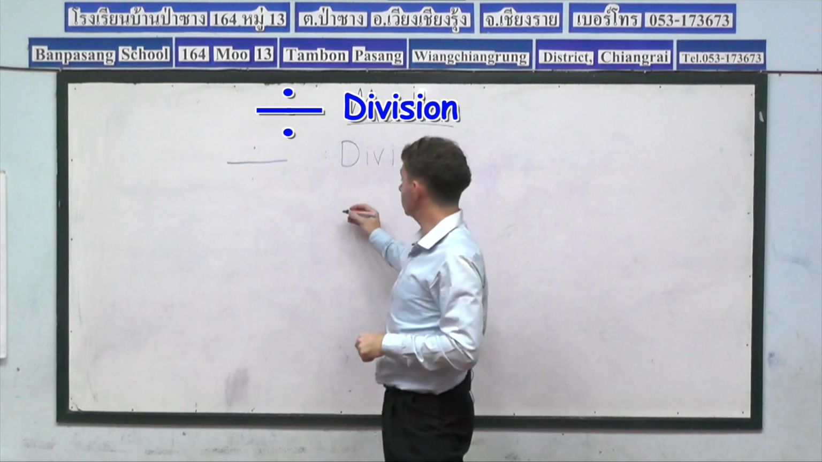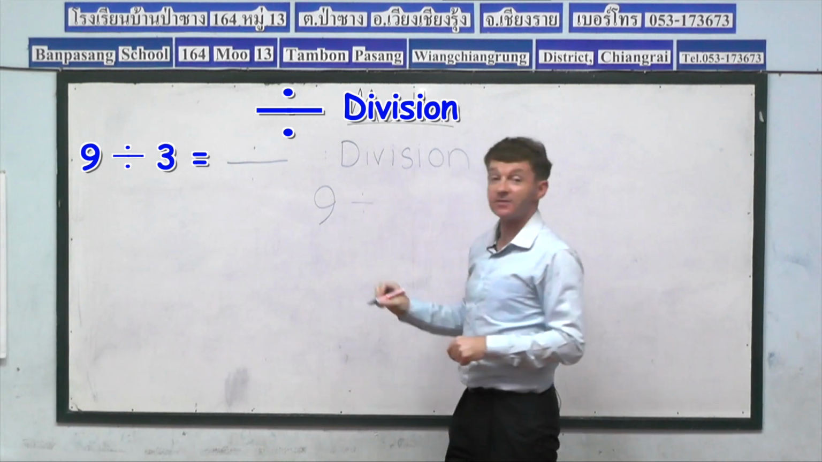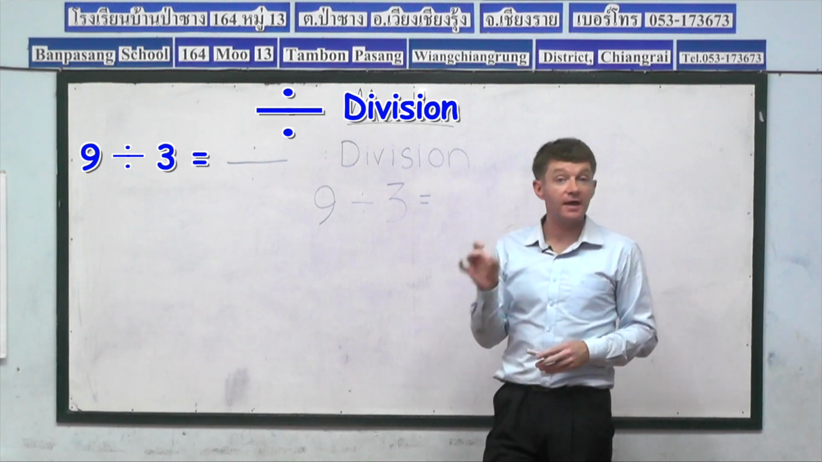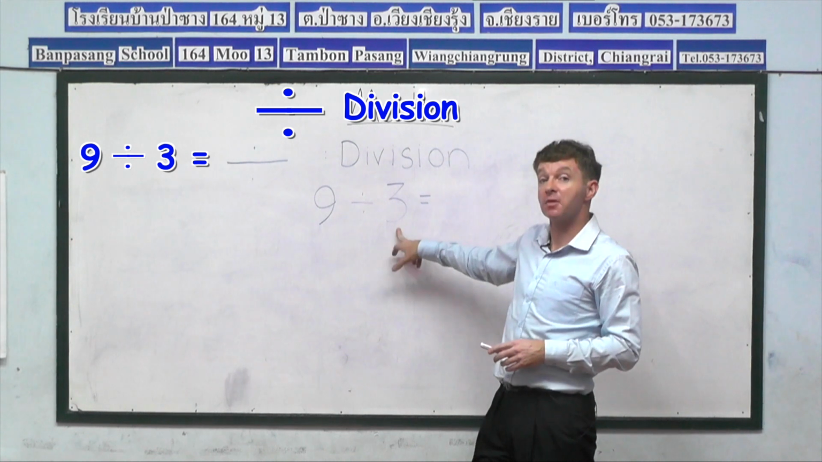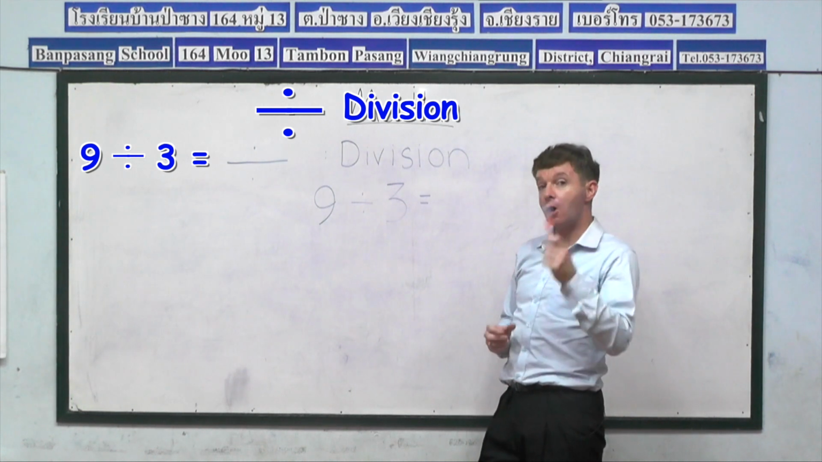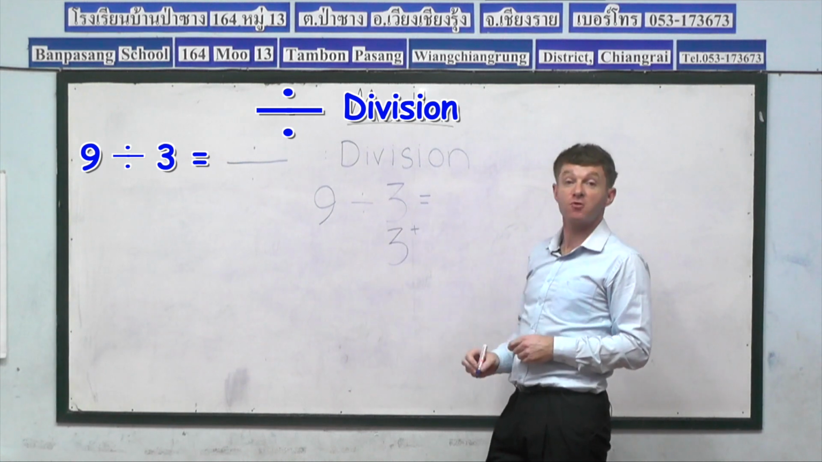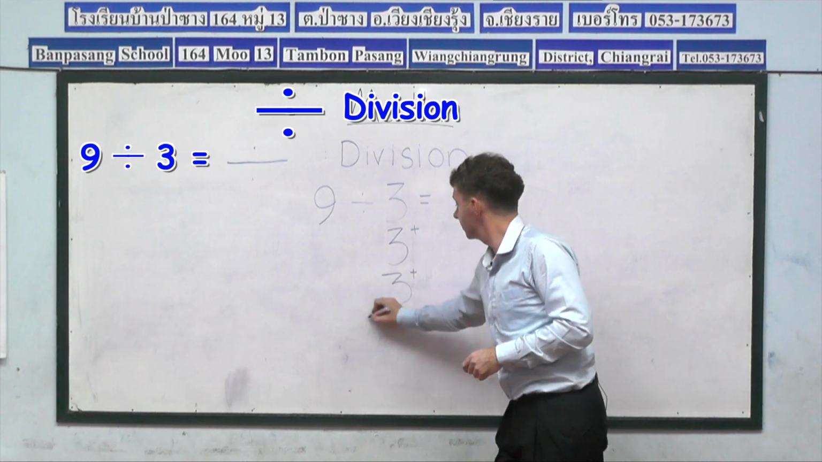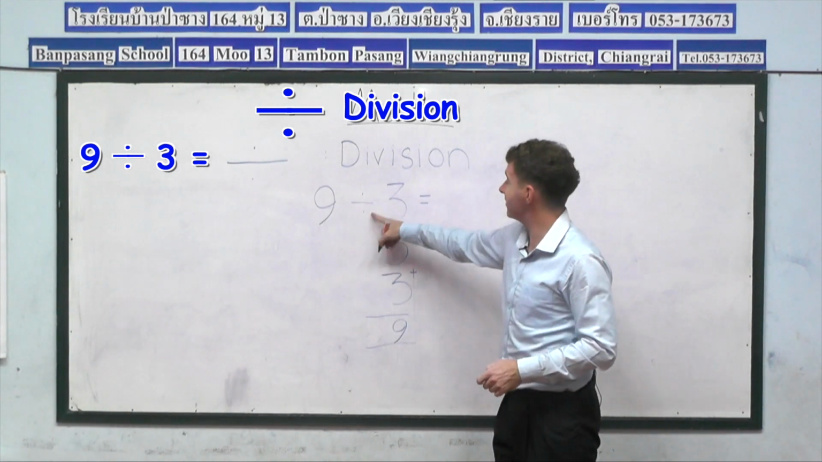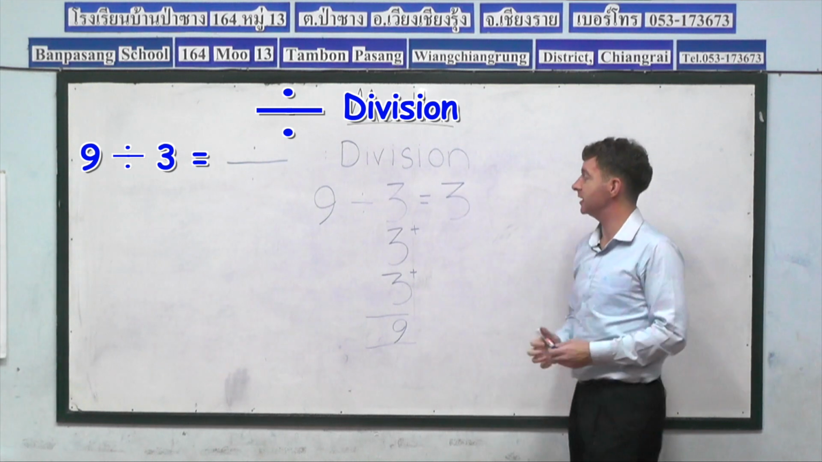For example, we could have a problem like this. What number do we have? 9 divided by 3 equals. Now what we're looking to do here is we want to know how many times will the number 3 go into the number 9. So we have to count. How many times? 3. Because we know 3 plus 3 equals 6. But if we take another 3, what does 3 plus 3 plus 3 equal? Equals 9. So we know that 9 divided by 3 equals 1, 2, 3. 9 divided by 3 equals 3.